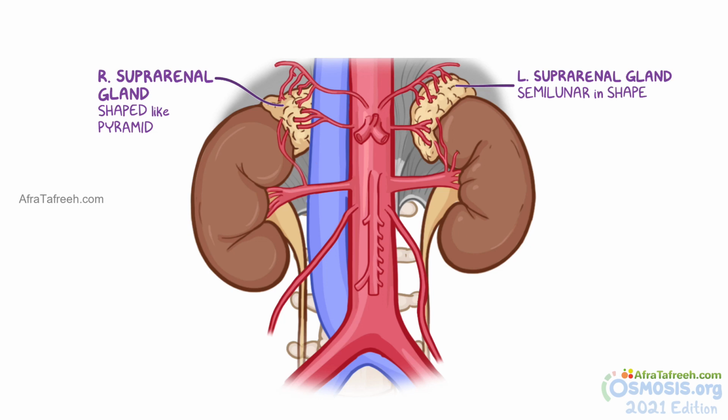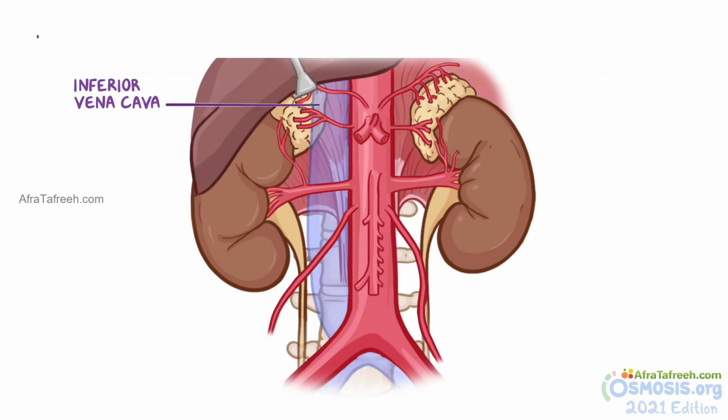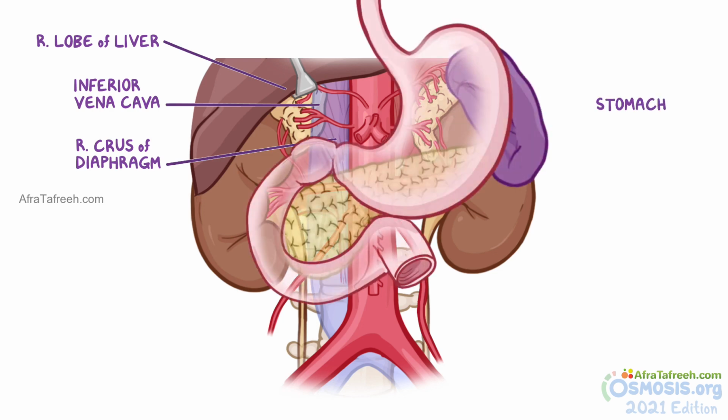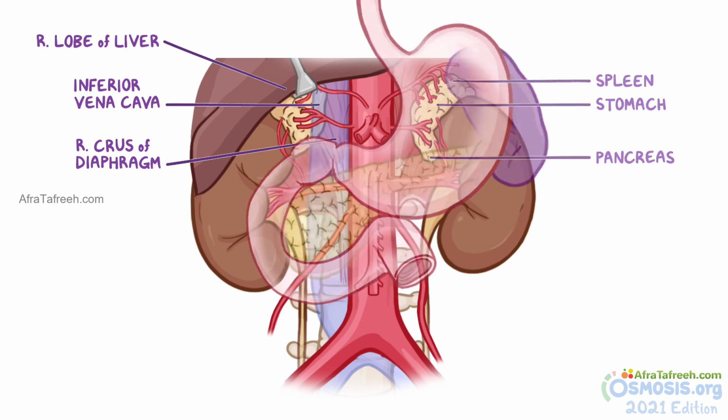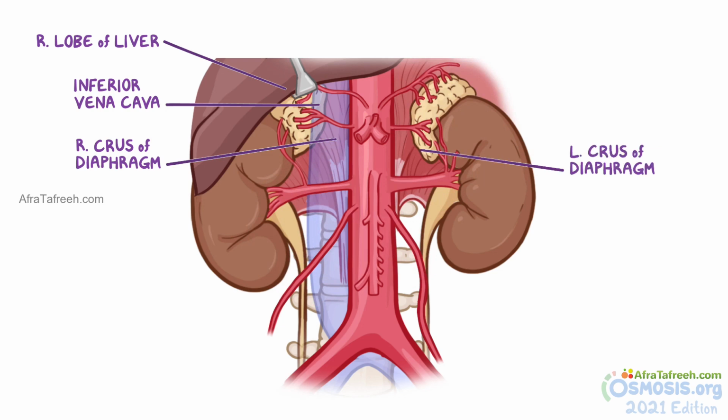The suprarenal glands are closely related to a couple of other structures within the abdomen. Both the inferior vena cava and the right lobe of the liver lie anterior to the right suprarenal gland, while the right crus of the diaphragm lies posteriorly. The stomach, the pancreas, and the spleen lie anterior to the left suprarenal gland, while the left crus of the diaphragm lies posteriorly.